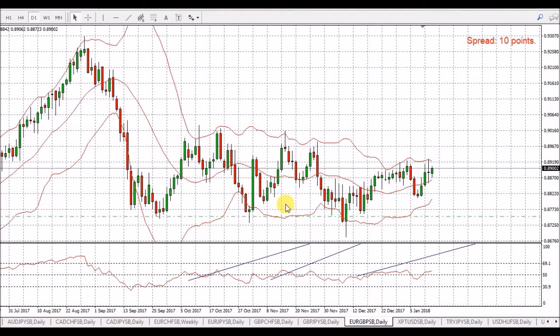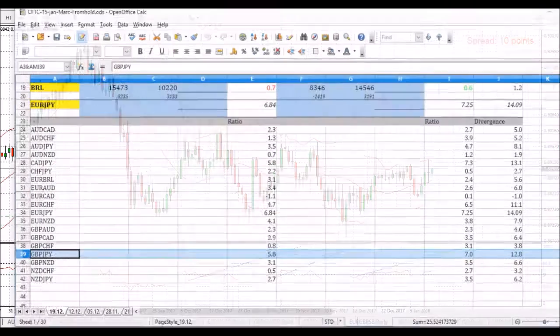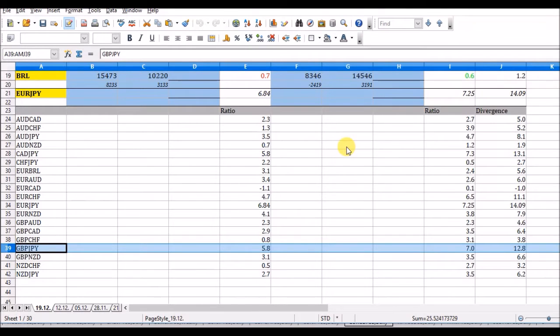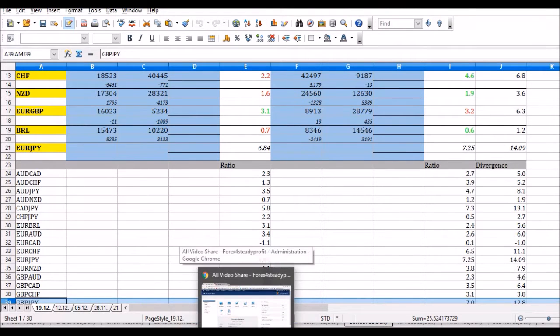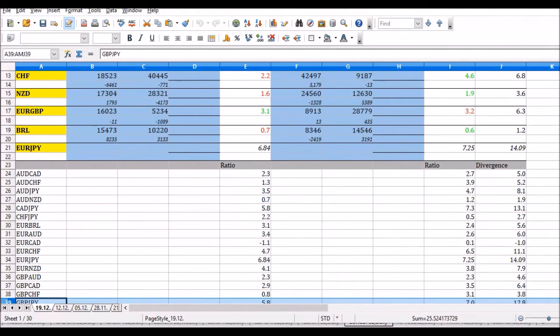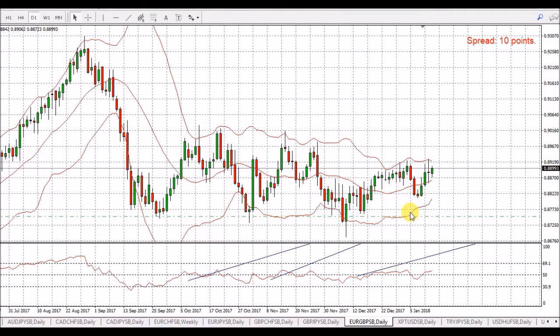Right, this is the Euro GBP, excuse me. This has got a fairly decent divergence this week, and let's just have a quick look. Euro GBP is 6.3. It isn't great, but that's the best it has been for a long while. So we'll see where that goes, but I expect to see a bit more weakness on this. Like I said, the euro, in my opinion, is way overbought.